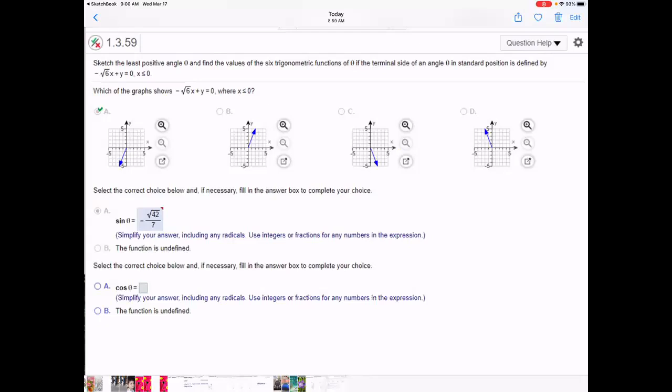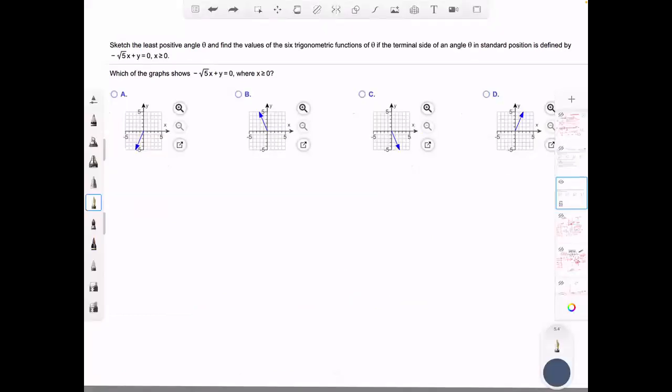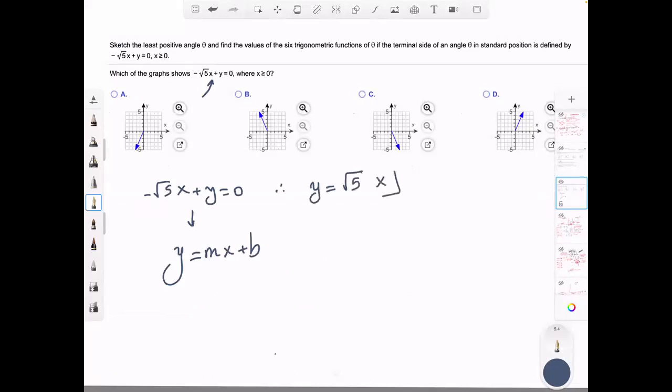Look, like this. We have the question that I solved earlier, where they give us a point, correct? Then we plot it. But now they give us the line. So this is negative root 5 x plus y equal to 0. The first step is we need to make it into y equal to mx plus b. This helps us to plot it. So this is y equal to root 5 x.